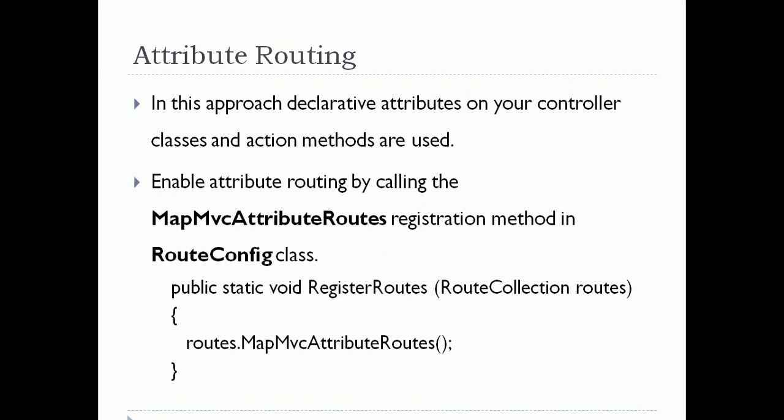Before attribute routing takes effect, we have to enable it. It does not work automatically. It is totally the responsibility of the programmer to enable attribute routing, and for that we have to call the MapMvcAttributeRoutes method. This will be in our RouteConfig class, in the RegisterRoutes method. You have to remember this part, otherwise attribute routing will not work.